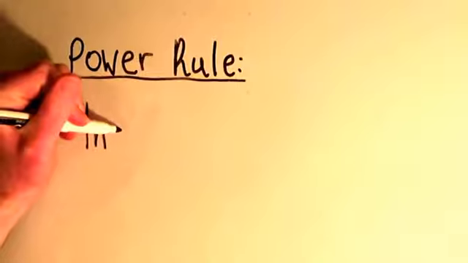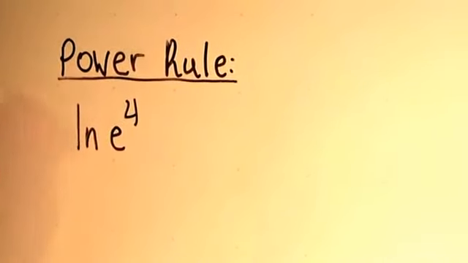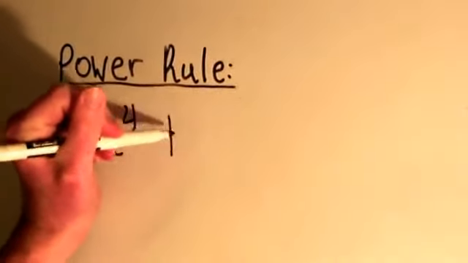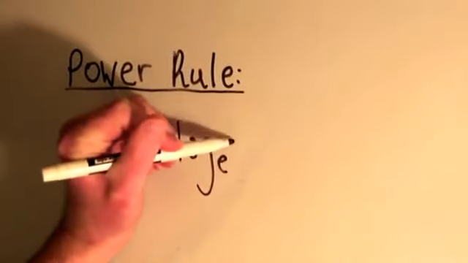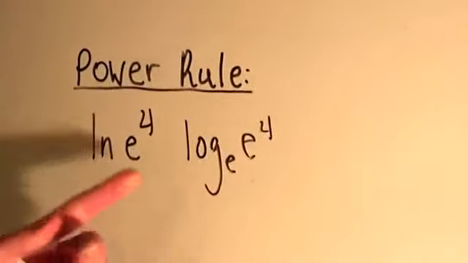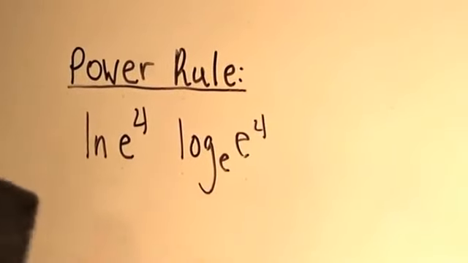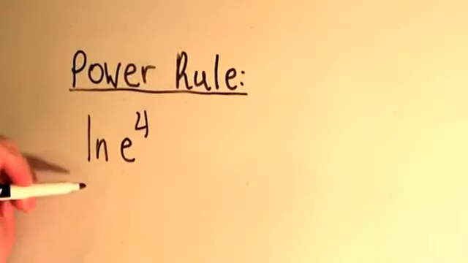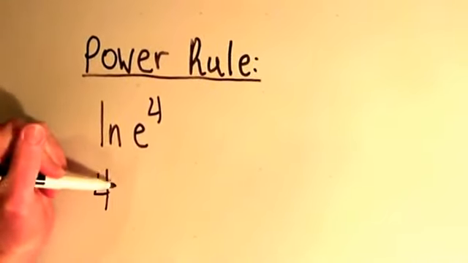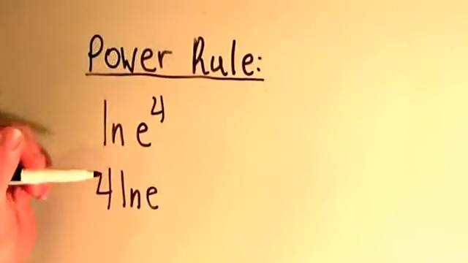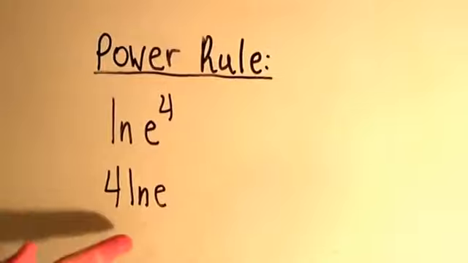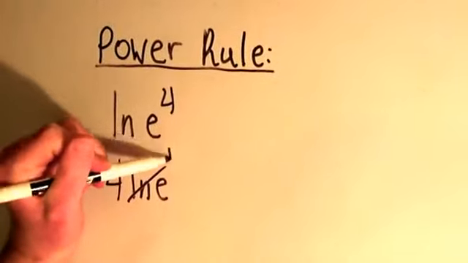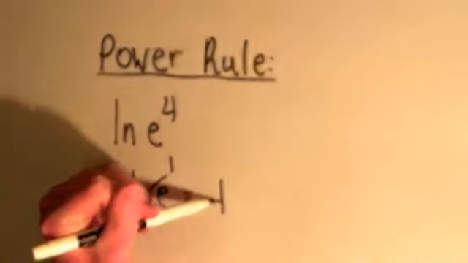So for this rule we have natural log of e to the 4th. And this can also be written as log base e of e to the 4th, just so you see the similarity. And we can take the 4 and put it in front, and since e to the first power is still e, natural log of e simplifies to 1, and 4 times 1 is 4.